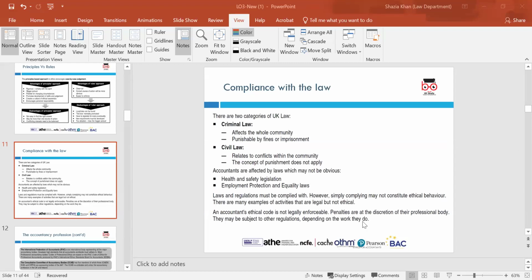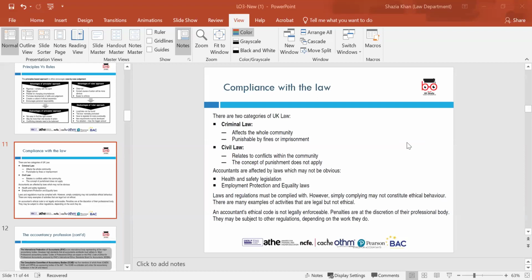So compliance with the law, like we said, it's really important that you comply with the law. Laws are in two categories: criminal law and civil law. Criminal law affects the whole community and is punishable by a fine or imprisonment, whereas civil law relates to conflicts within the community, and the concept of punishment does not apply. So there's no form of imprisonment or custodial sentence.